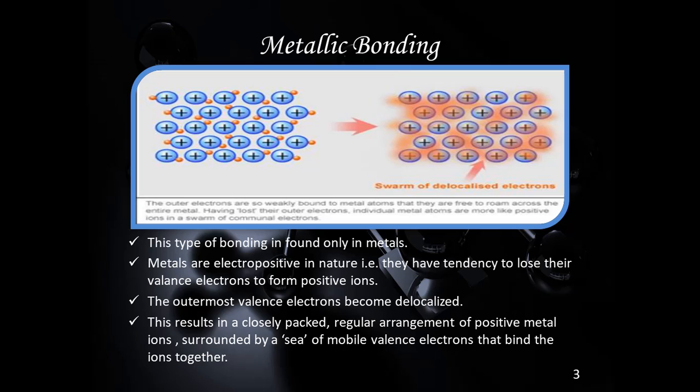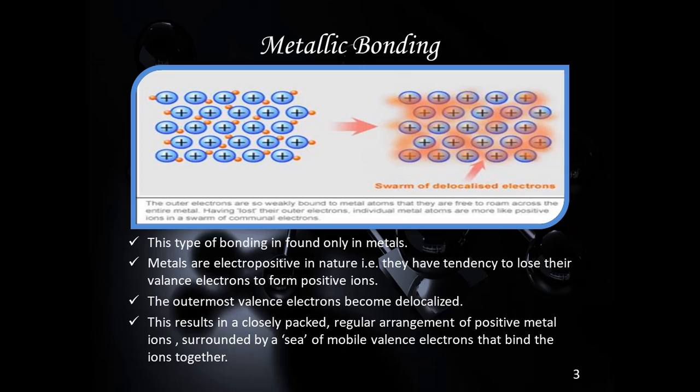As I said earlier, metals are electropositive. Electropositive means that metals can lose electrons. When they lose electrons, they become positive. In nature, they have a tendency to lose their valence electrons to form positive ions. The outermost valence electrons become delocalized. This results in a closely packed regular arrangement of positive metal ions surrounded by a sea of mobile valence electrons that bind the ions together.